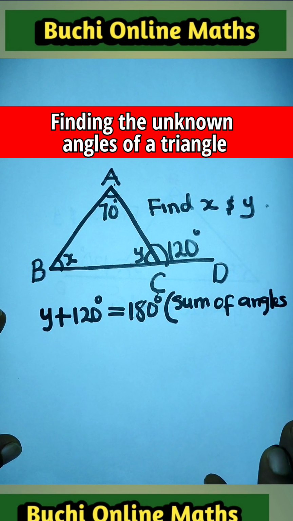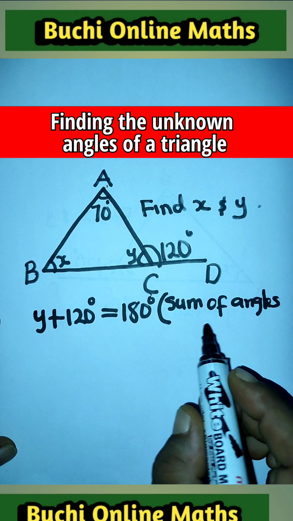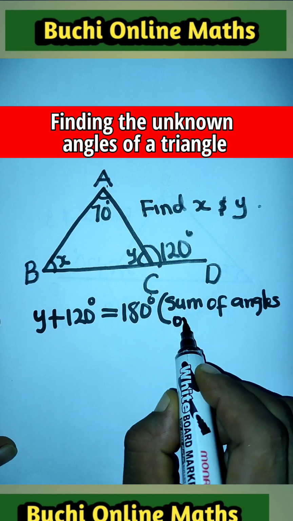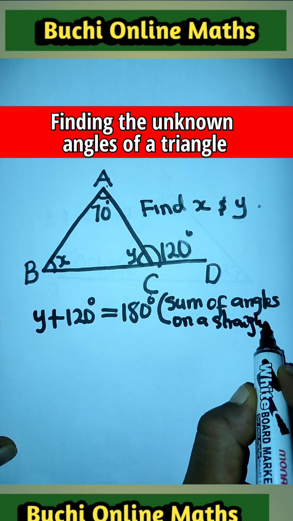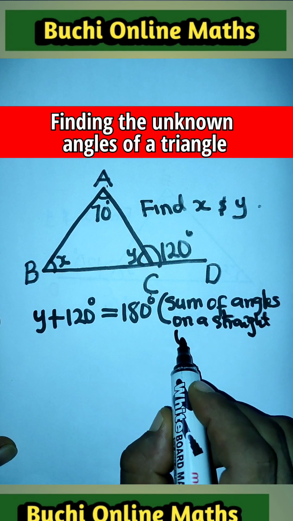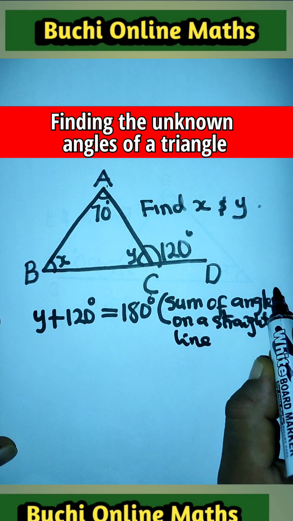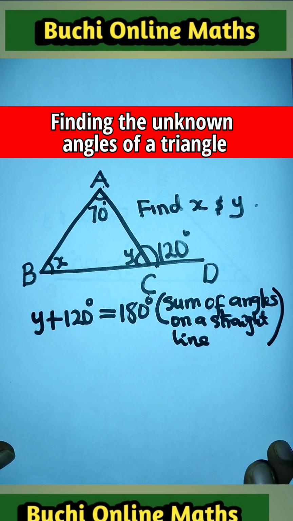Just tell them that the reason is that they are angles on a straight line. So sum of angles on a straight line, and we know that the value is always 180 degrees. Okay, so this is the reason.